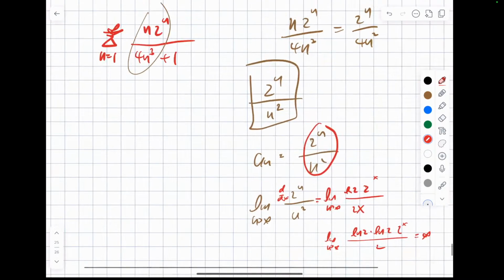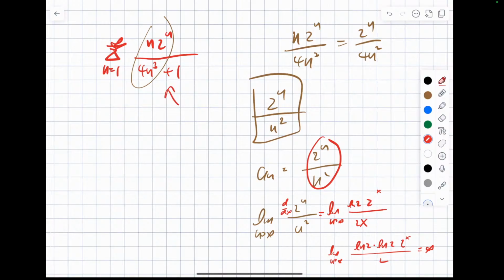Now, can you do this to do the limit comparison test? Try it now. The hard part is to figure out that this diverges. The other parts are actually fairly easy.